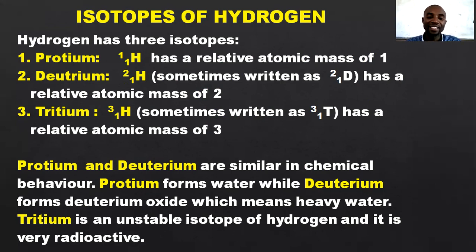Proton and deuterium are similar in chemical behavior. Proton usually forms water because it's the normal hydrogen, while deuterium forms deuterium oxide, which means heavy water. Tritium is an unusual isotope of hydrogen, and it is very radioactive. Once again, the isotopes of hydrogen are proton, deuterium, and tritium. We need to note this.